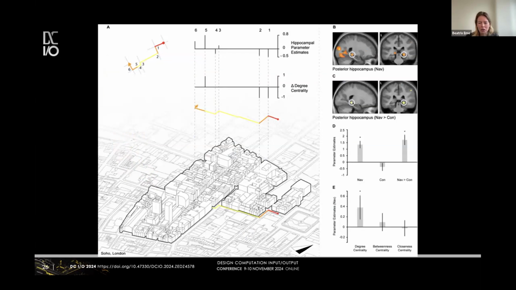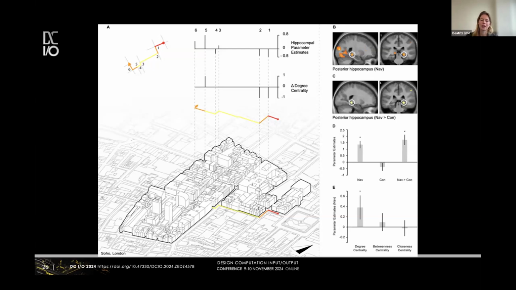And this graphic is showing the axonometry of Soho in the main diagram. And we've illustrated one route. So this is one route that participants were taking. And the route is colored according to connectivity. So in maths, this is called degree centrality. In space syntax, we call it connectivity. And the colors represent changes in the path segment connectivity.